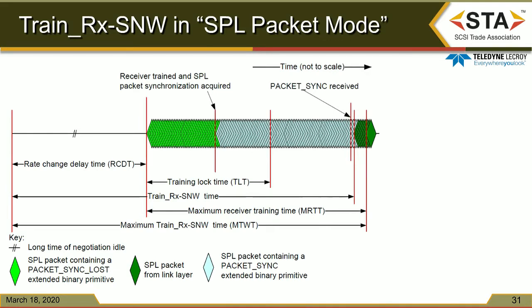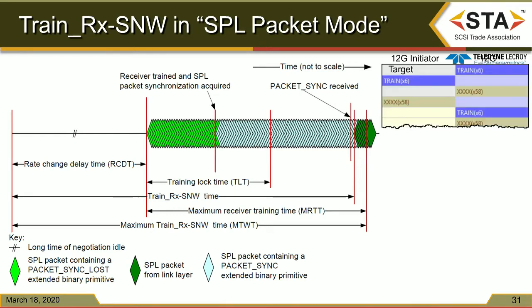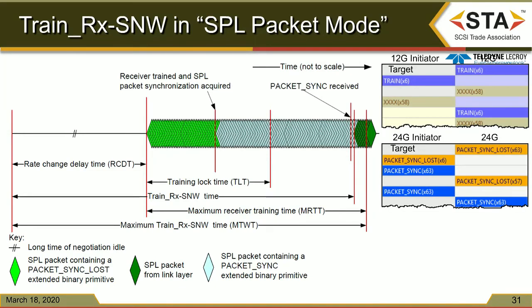Okay, assuming devices complete TX training, they move to receiver training, the train RX SNW, and this is, of course, right out of the spec. This image from the spec, again, shows just one direction. But, of course, this sequence is going on in both directions. And this stage is required in SAS4. You have to participate in receiver training. Only difference here is that where 12 gig uses the train done primitive, in 24 gig they'll use packet sync lost.